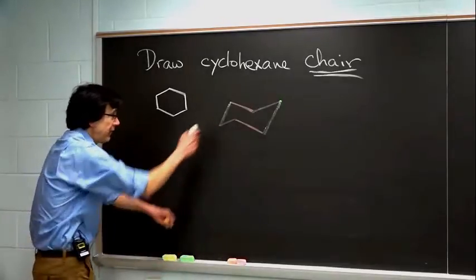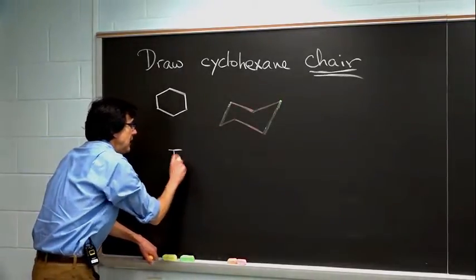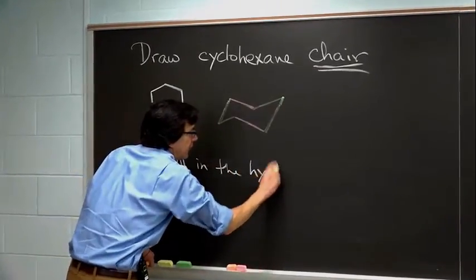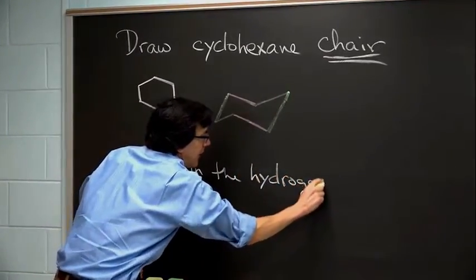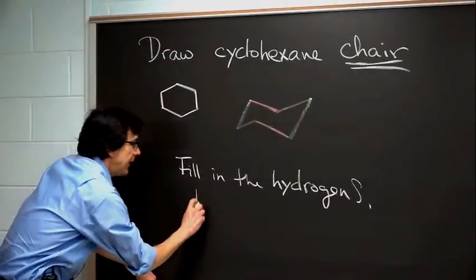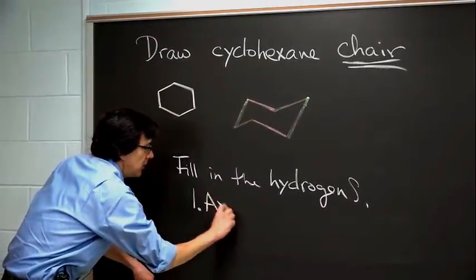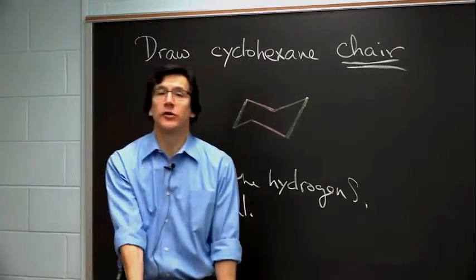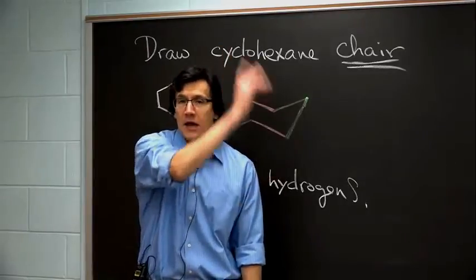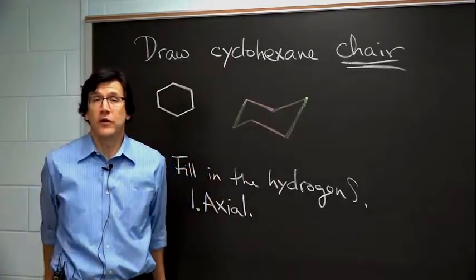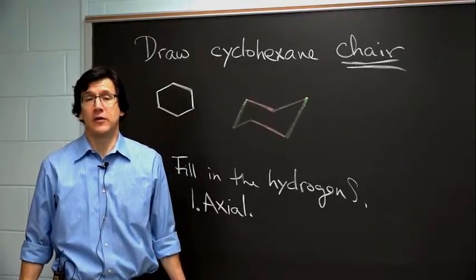Okay, so the next part of this is to fill in the hydrogens. There are 12 of them, so we'll have to fill in 12. And let's start with the ones that I claim really are easier. Let's start with the axial ones, okay? And remember, they alternate axial down, axial up, axial down, axial up as you go around the six-membered ring. So again, pause the video, fill in the axial hydrogens.